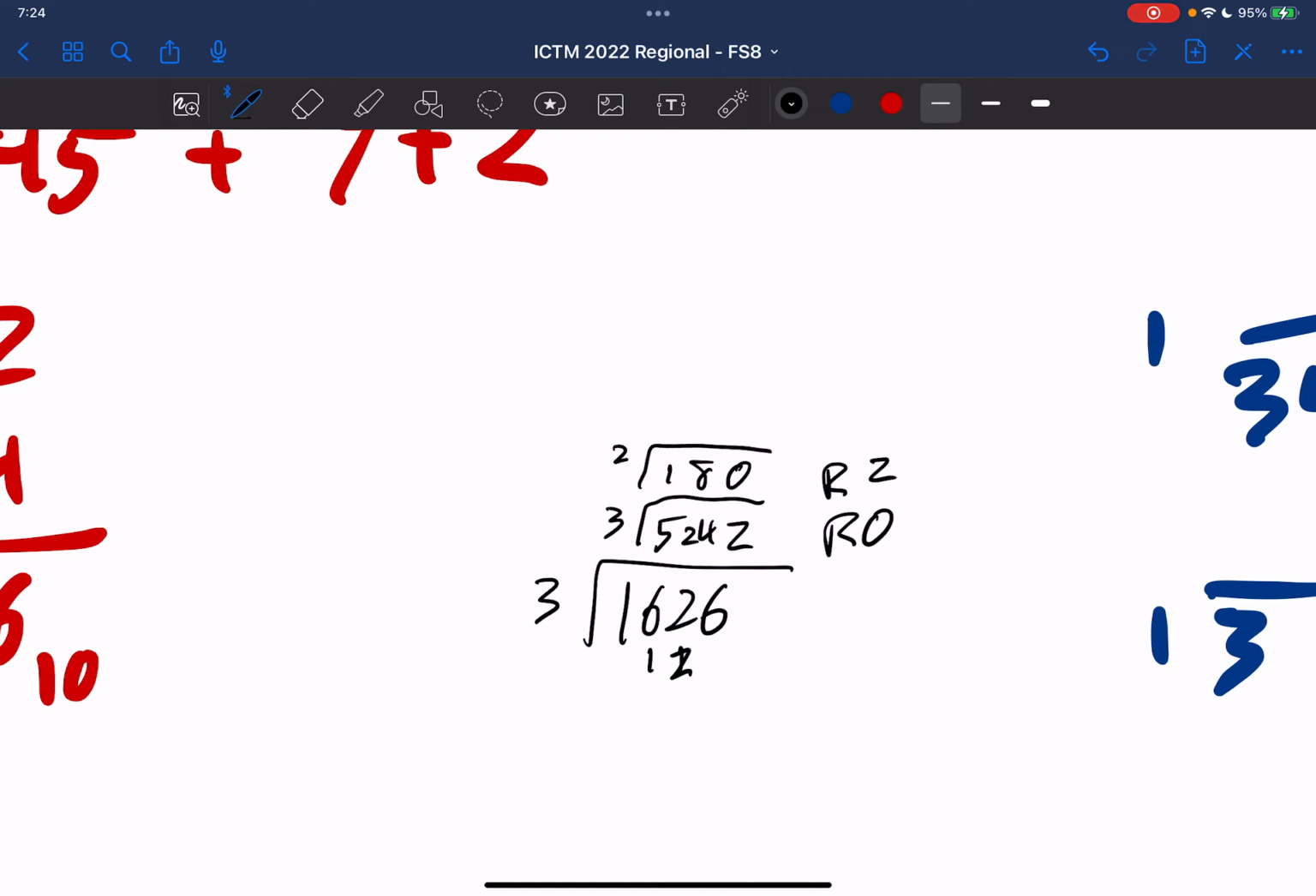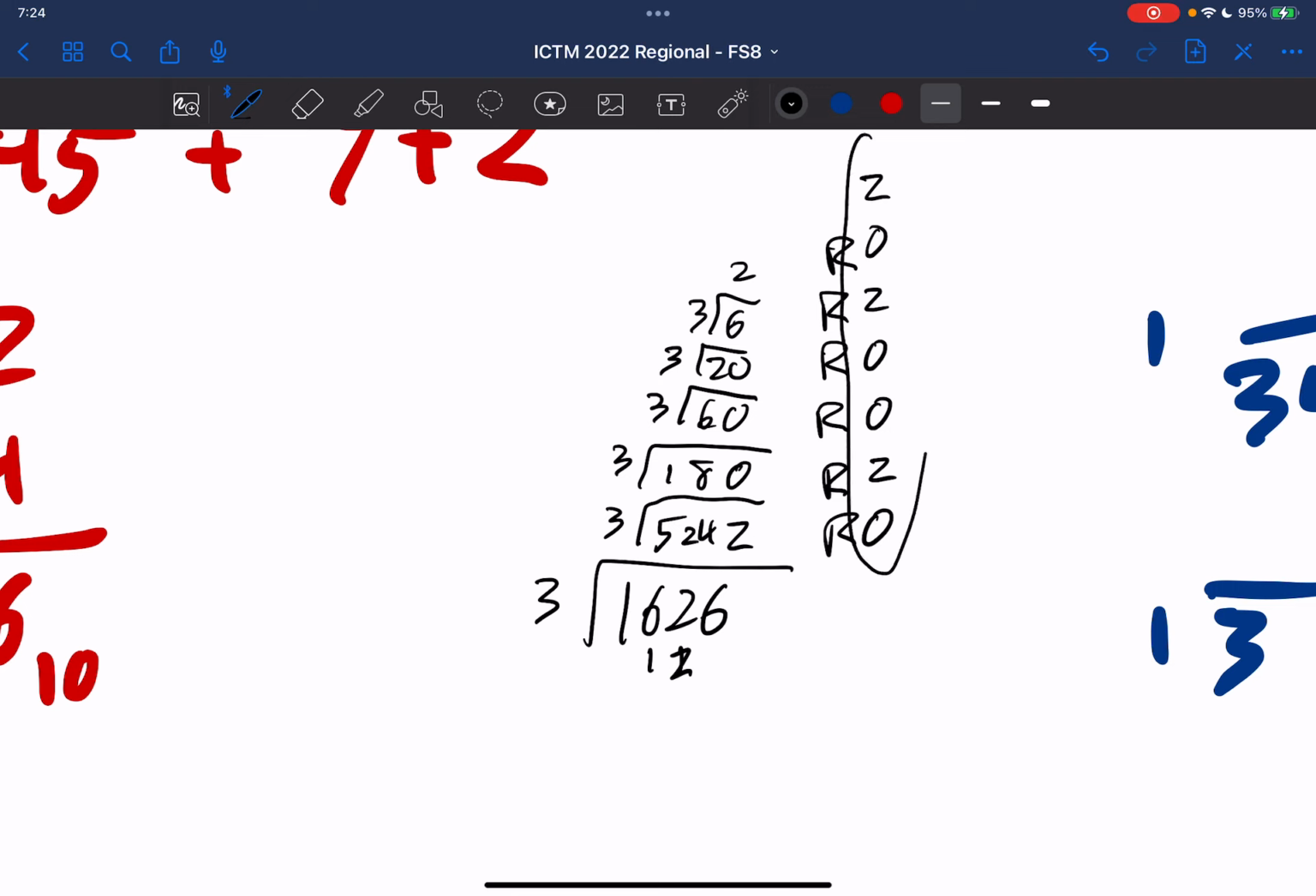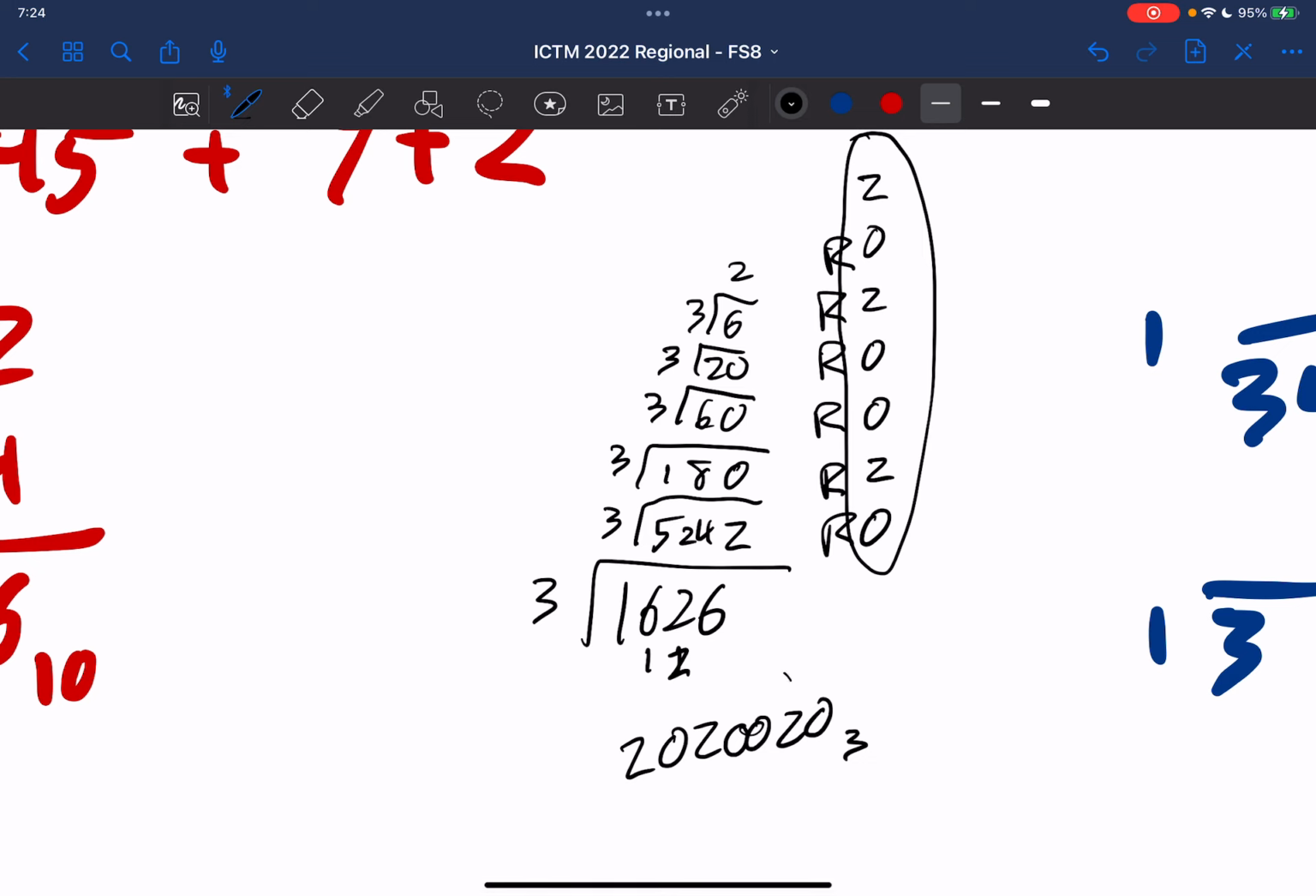So 180 divided by 3 is 60, with a remainder of 0. 60 divided by 3 is 20, with a remainder of 0. 20 divided by 3, that's going to be 6, with a remainder of 2. 6 divided by 3, that's going to be 2, with a remainder of 0. And we have 2 left over, so that is the end of it. So there is our number, 2020020, and that is the number in base 3.